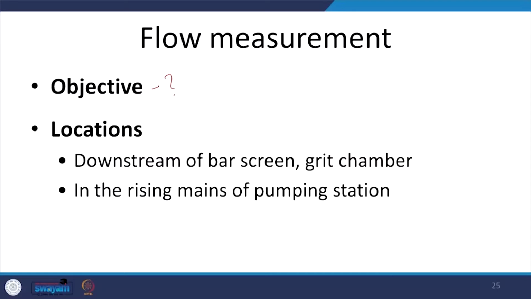And let us say I am talking about disinfection. If I do not know the flow, I do not know how much to pump in, right, or how much disinfectant to add and such. So, obviously, I need to know the flow. So, that is one aspect to understand.